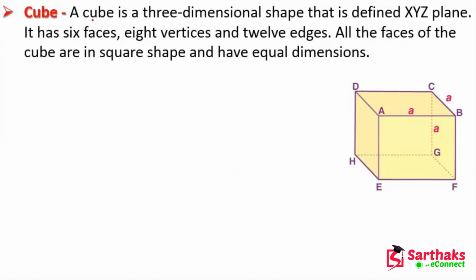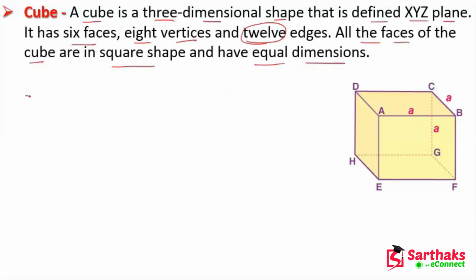Now what is a cube? A cube is a three-dimensional shape that is defined in the XYZ plane. It has 6 faces, 8 vertices and 12 edges. All the faces of the cube are square in shape and have equal dimensions.